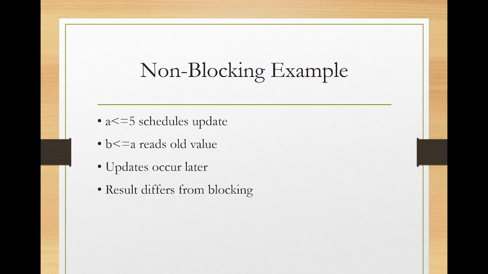Let's look at this. A is less than equal to 5. B is less than equal to A. Most beginners say easy, both become 5. Actually, no, because neither update happens immediately. Both assignments are scheduled. Verilog first evaluates everything, then updates everything together. Mind blown. Good. That's exactly why this topic confuses so many students.